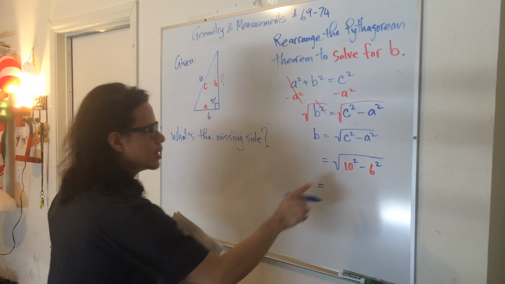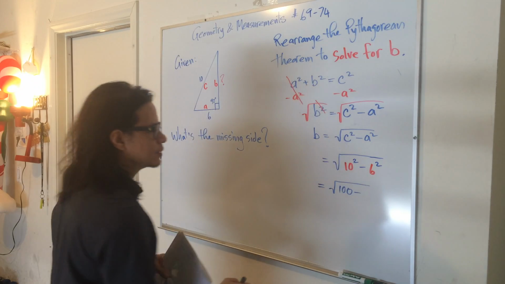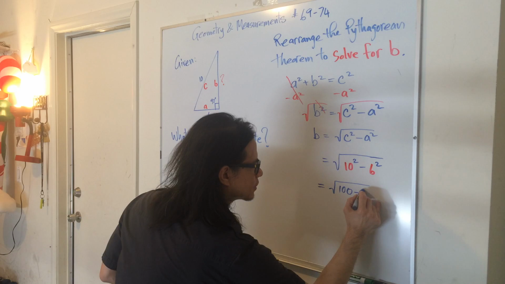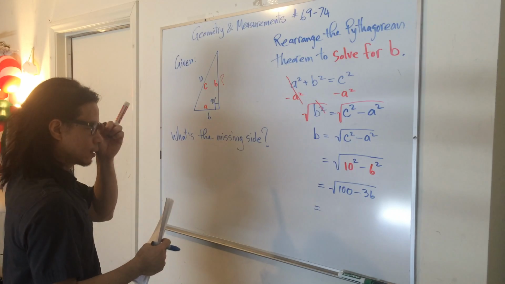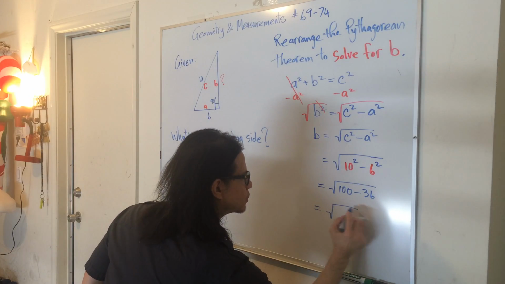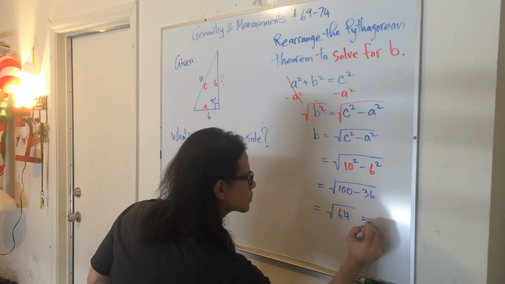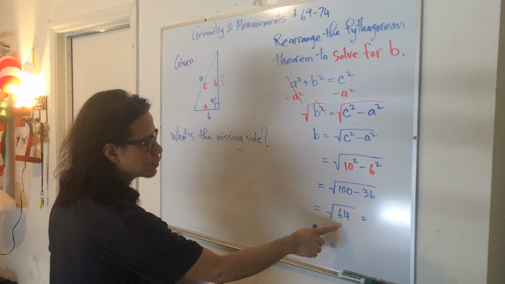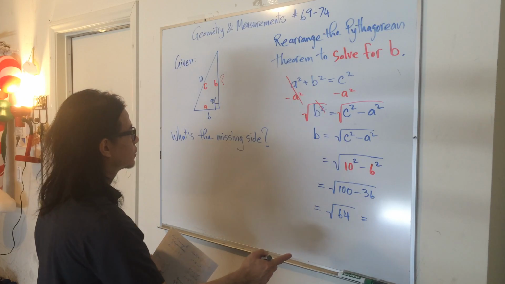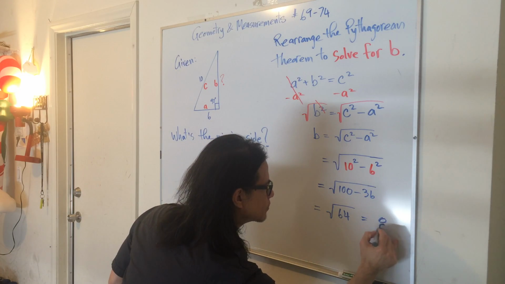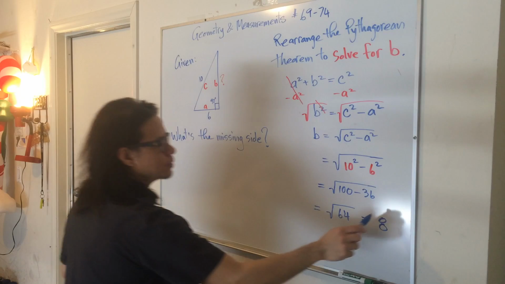So here, 10 squared is 10 times 10, minus 6 squared is 6 times 6. Okay, what do you get after subtraction? We'll have the square root of 64. Okay, so B is equal to the square root of 64, which you want to ask yourself, what number times itself will give you 64? 8 times 8, right? So there it is. The length of B is equal to 8 units.